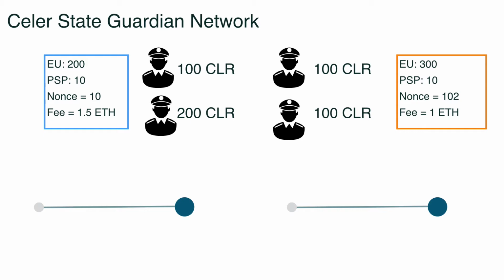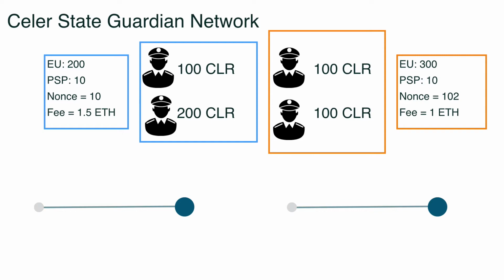Of course, the end users will have a fee attached to the State Guardian request, and the more Celer token you stake in the State Guardian network, the more likely you get randomly chosen as the State Guardian for this particular state, and therefore the higher income you overall get. So that's where the work authorization token model comes in.